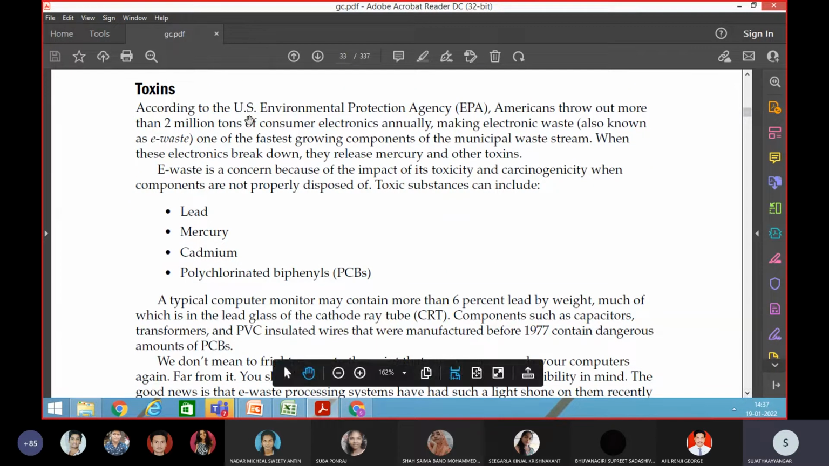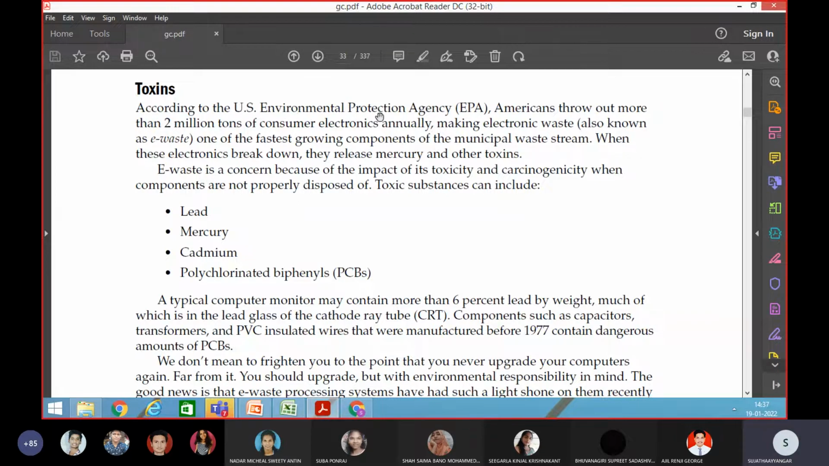According to the US Environmental Protection Agency, EPA. Okay, so note this down for your MCQ. What is EPA? This is one question that will be asked. Because for every unit we need to set questions, so I will ask the question in this way.